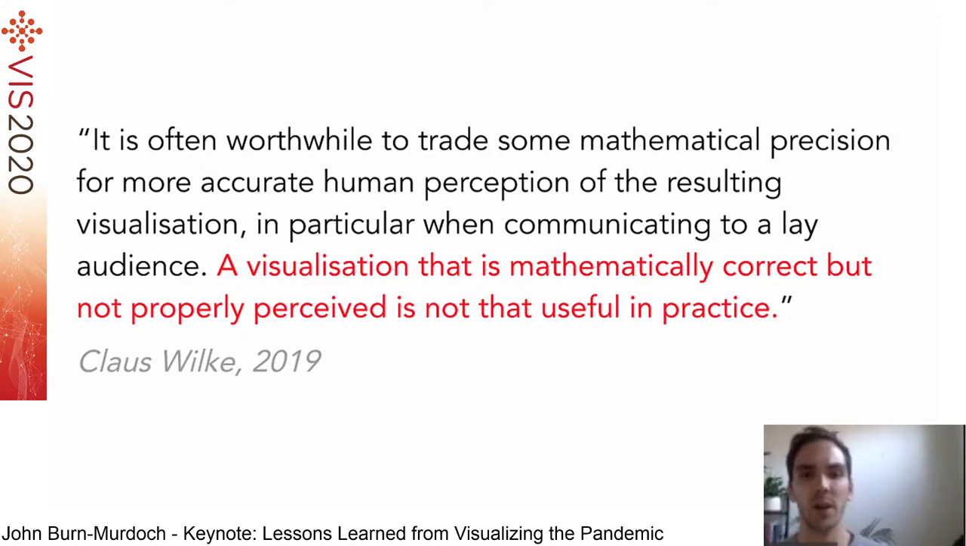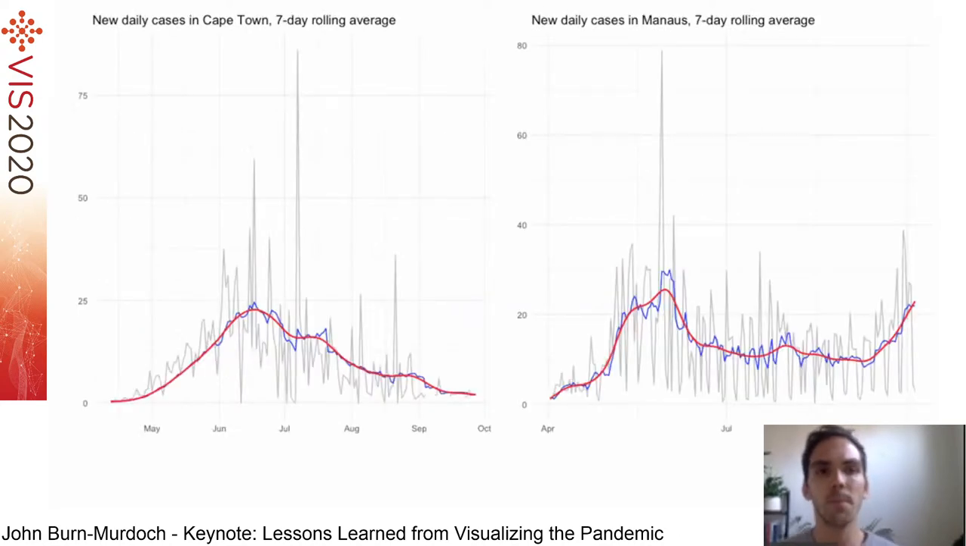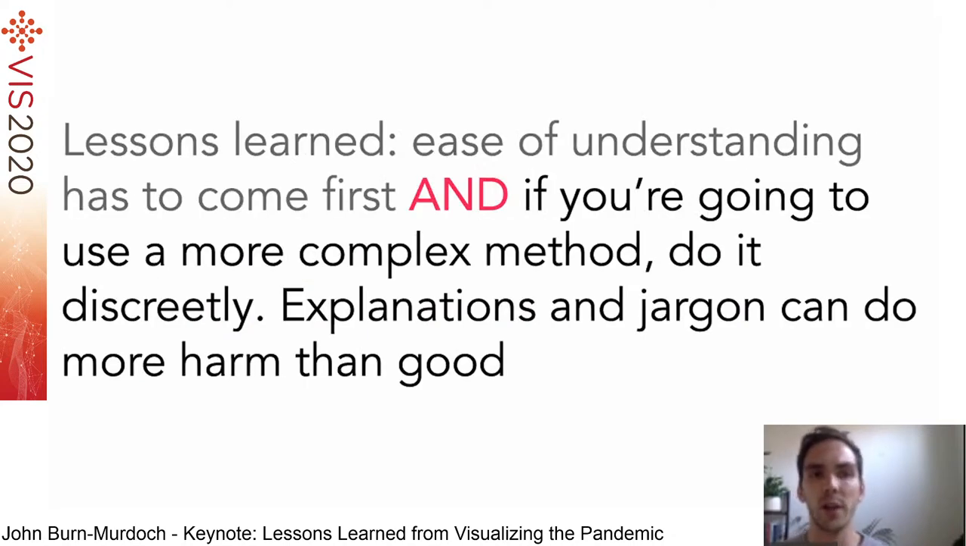So as Klaus put it, a visualization that's mathematically correct but not properly perceived is just not that useful in practice. And that's definitely, I think, an important thing to think about with both log scales and in this case those smoothing lines. But to give you an example of that second point, if we are going to use these more technical methods, it may be better just to plow on ahead and use them without actually explaining what's going on under the hood for fear of putting people off.